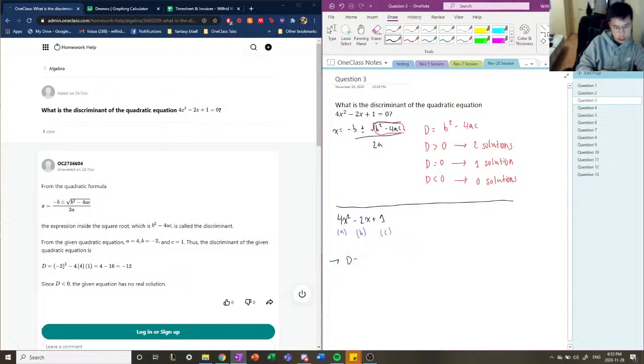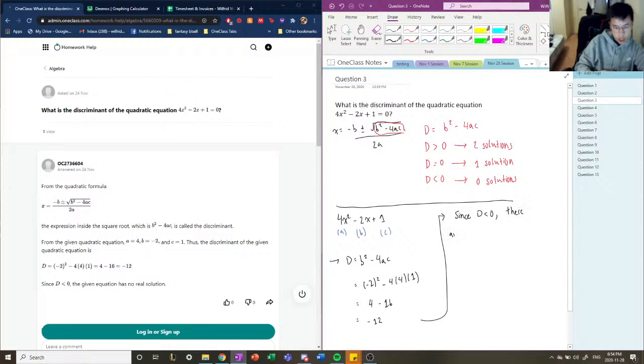So d equals b squared minus 4ac, which will equal negative 2 squared minus 4 times 4 times 1. Okay, and this is what we get. We get 4 minus 16, so we get negative 12. And therefore, we write, since d is less than 0, there are no real solutions.